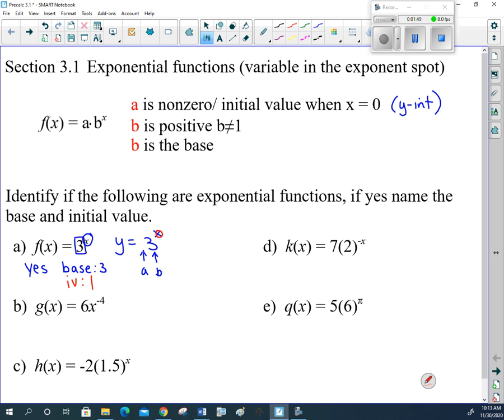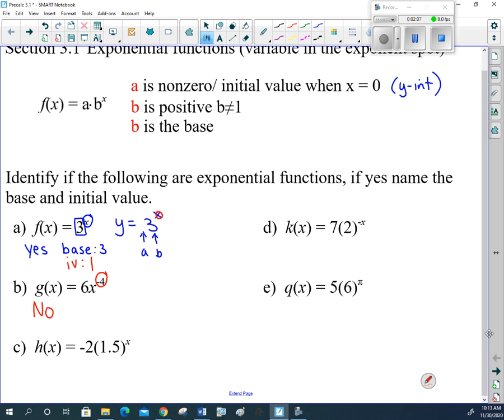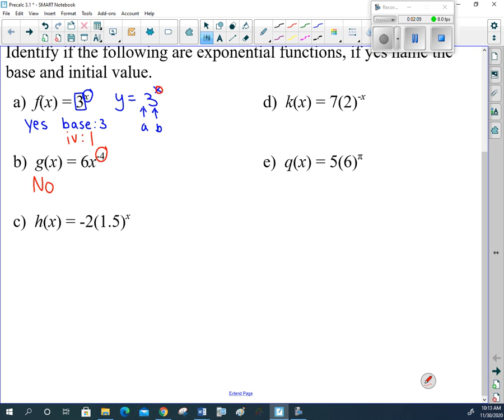is 1. Okay, letter B, g of x equals 6x to the negative 4 power. Nope, this is not an exponential function. That power right there is negative 4. It's not a variable.